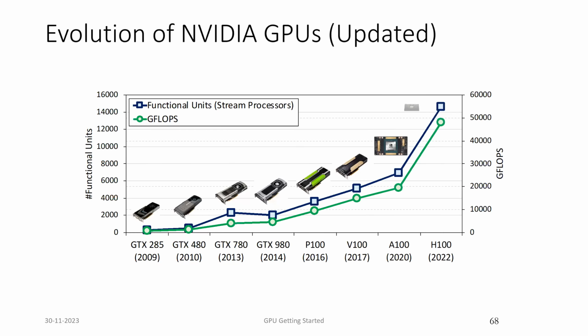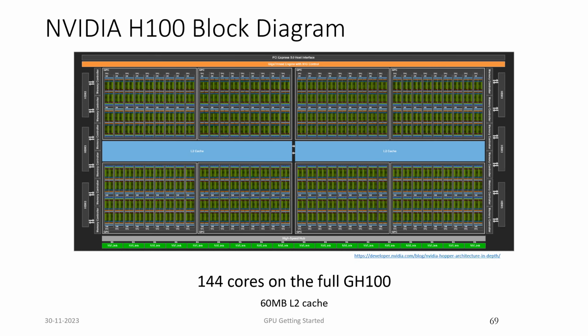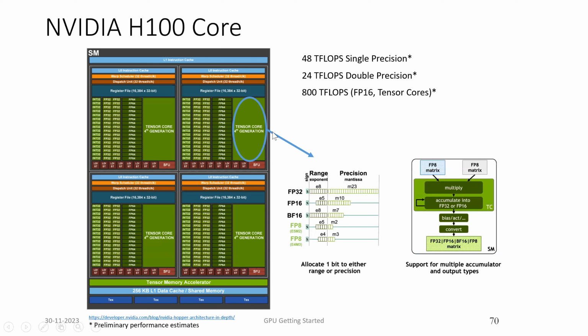And now we have the H100 GPU. It has 144 cores, and it also has a 60 MB L2 cache, to basically exploit any sort of locality, and to also satisfy the exploding memory bandwidth requirement. Again, it has a new tensor core, the fourth generation, and it can handle some more complex operations. And look at the throughput that it can achieve. It's nearly 800 teraflops.